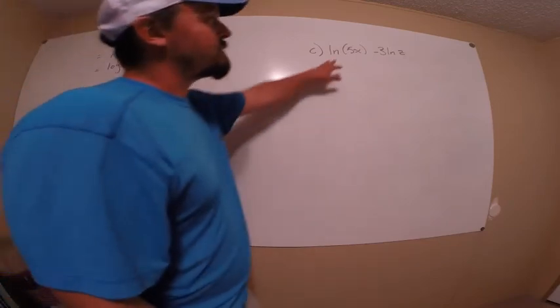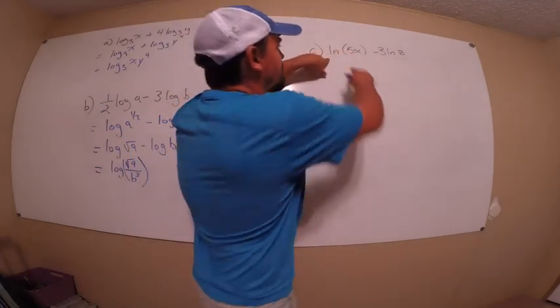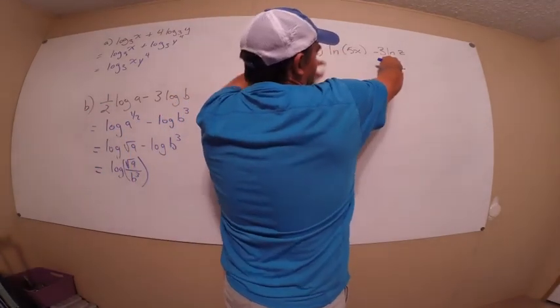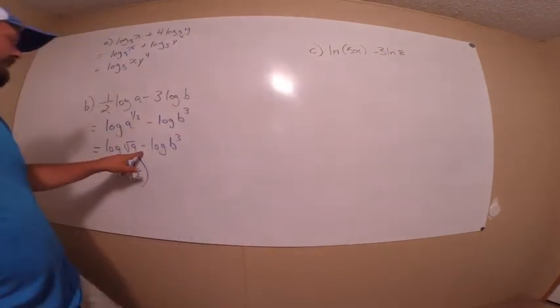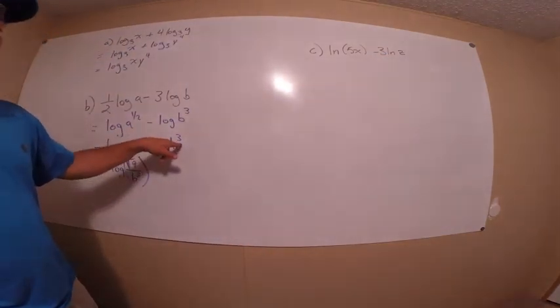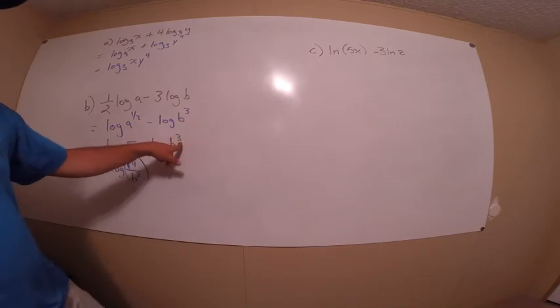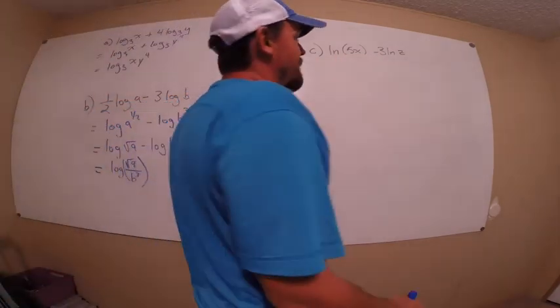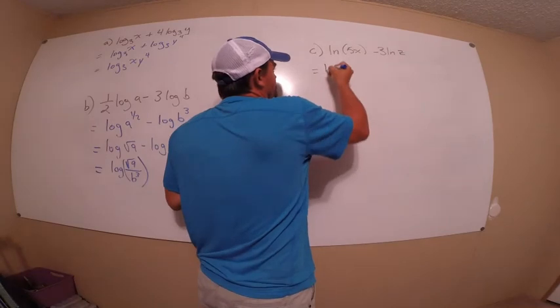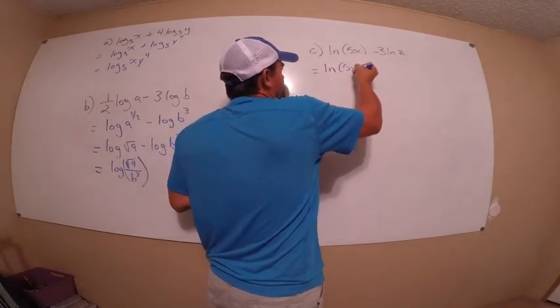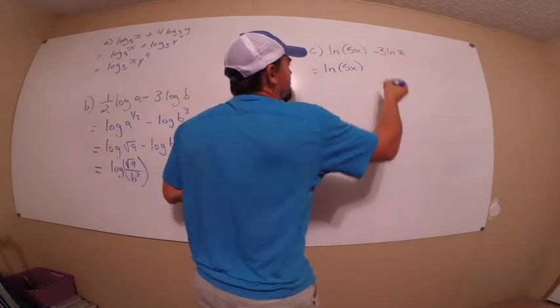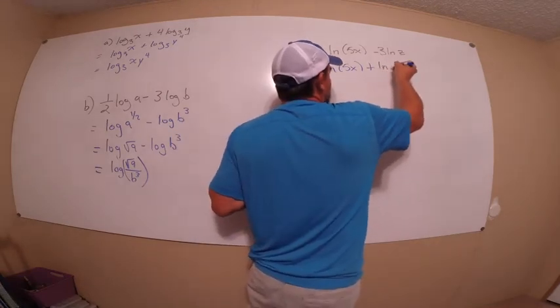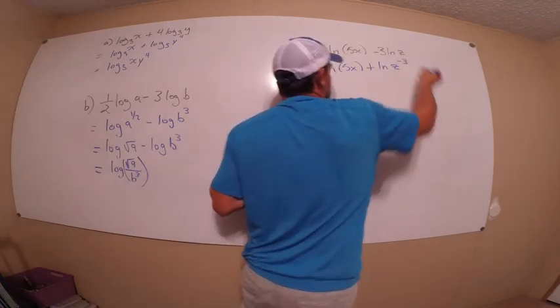C, I've got a natural log. Like I said, the natural logs have to be alone by themselves. They can't have anything out front. This one's got this -3 to deal with. Here I'm going to show you the other way you could go about it. So I've got the natural log of 5x. I'm going to pull this -3 and put it as my exponent here. So I can say plus natural log of z to the -3.